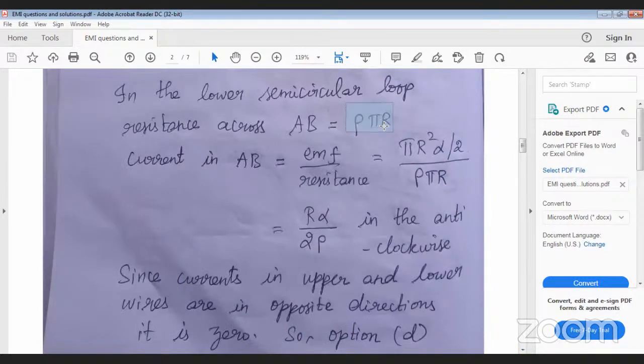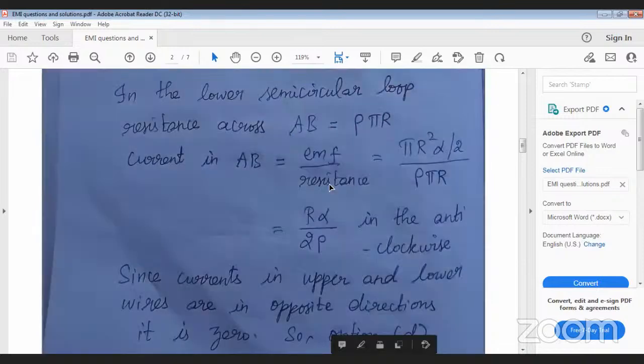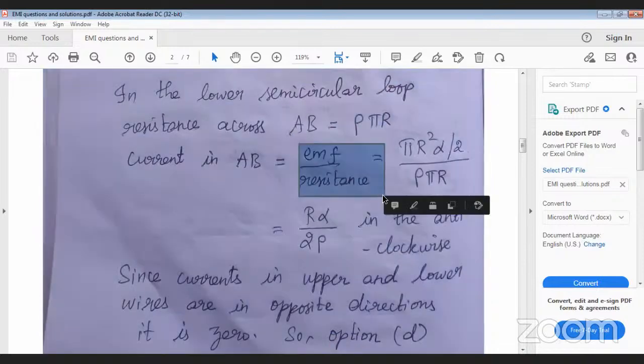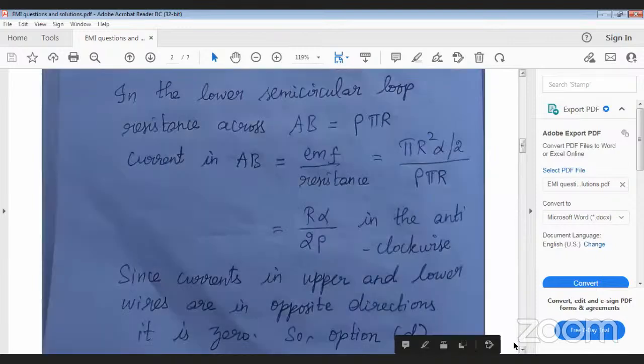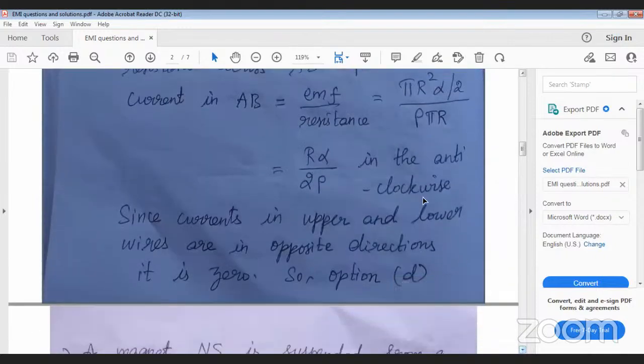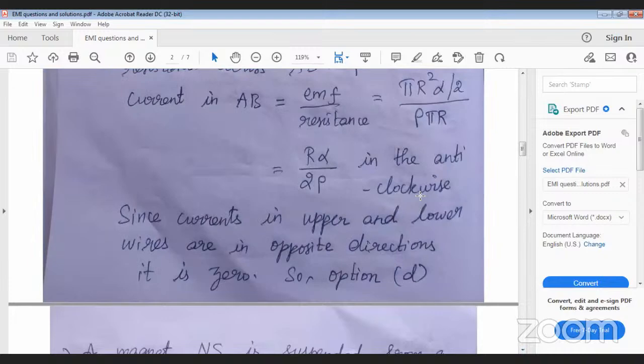The resistance is rho pi r, and the current is given by EMF by resistance. So that EMF is nothing but pi r squared alpha by 2 divided by rho pi r. When you simplify all these things, you will be getting r alpha by 2 rho. That is in the anti-clockwise direction.